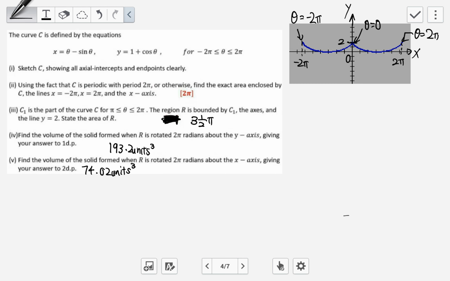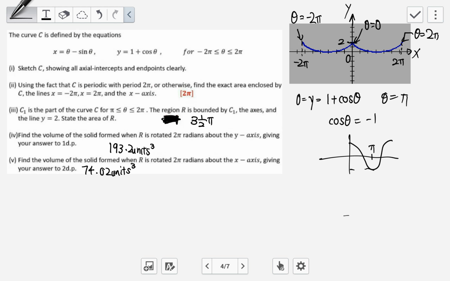So when y equals to 0, that means 0 equals to 1 plus cosine theta. That means my cosine theta equals to minus 1, and my theta would be, when is my cosine minus 1? It is pi. So when it's pi, my cosine theta equals to minus 1. So my theta is equal to pi, so this is pi.